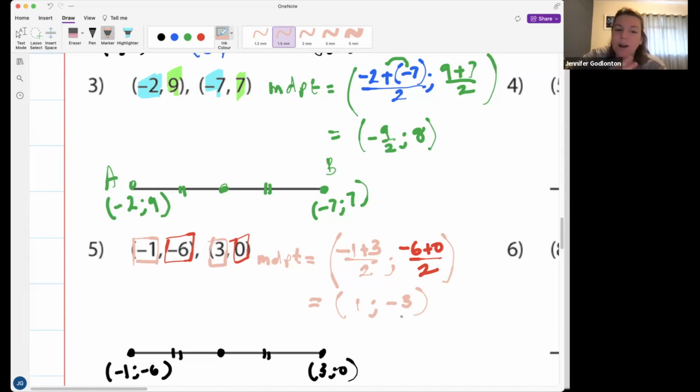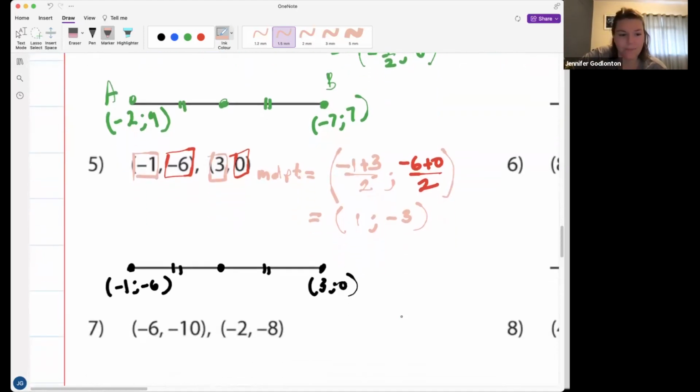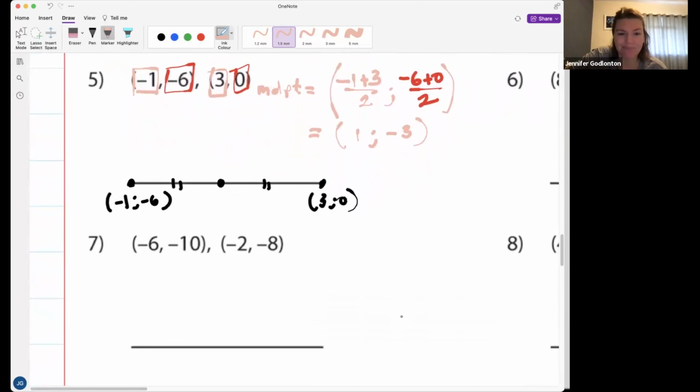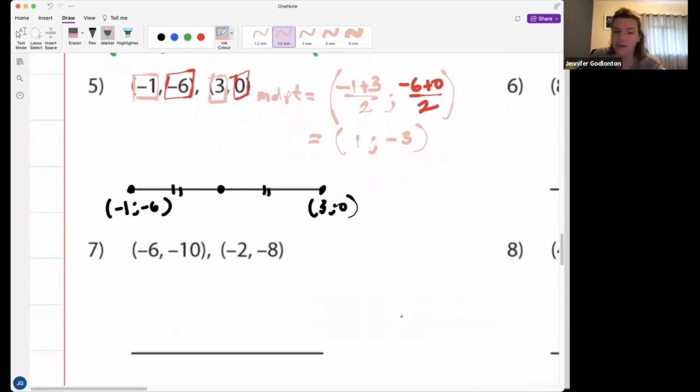Okay, we're going to do one more like this, and then we're going to start looking if they've given us the midpoint. How do we work out the other end? Okay, so last one like this. And then we're going to work backwards.